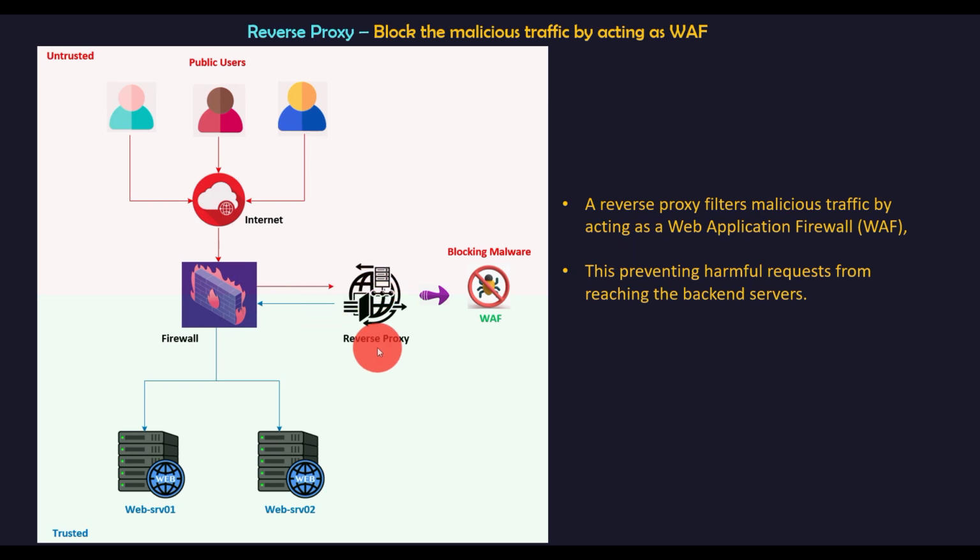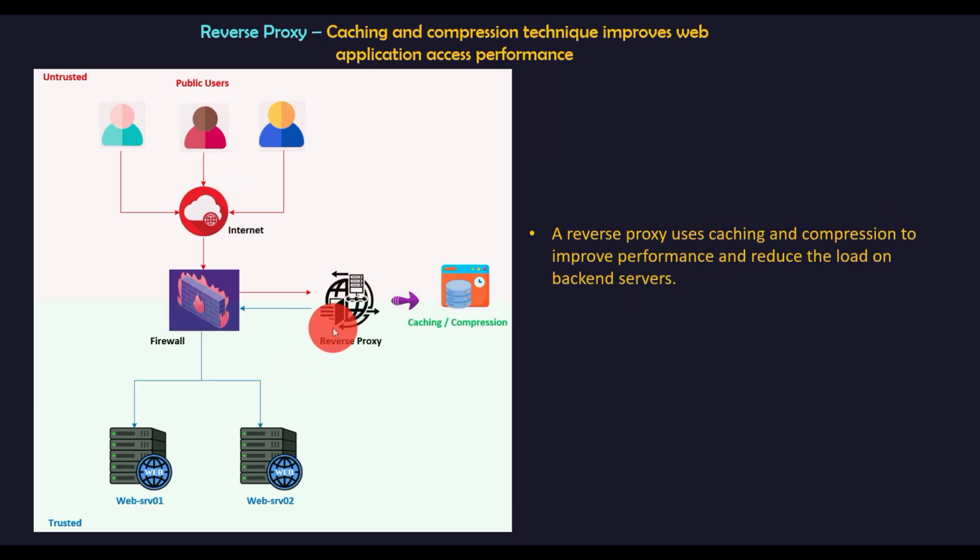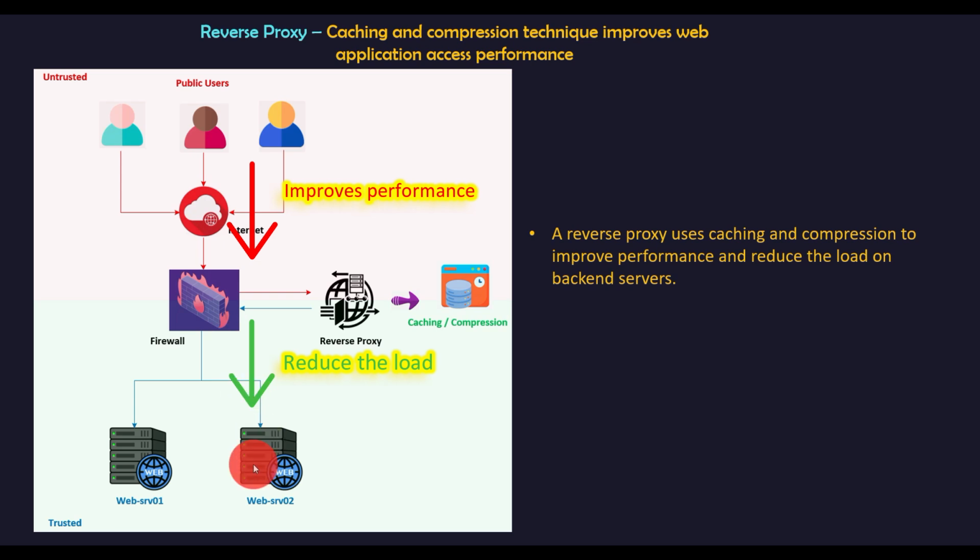Also, a reverse proxy filters malicious traffic by acting as a web application firewall. This feature is very useful because it prevents harmful requests from reaching the backend servers. Also, a reverse proxy uses caching and compression techniques. These techniques improve performance and reduce the load on the backend web servers.